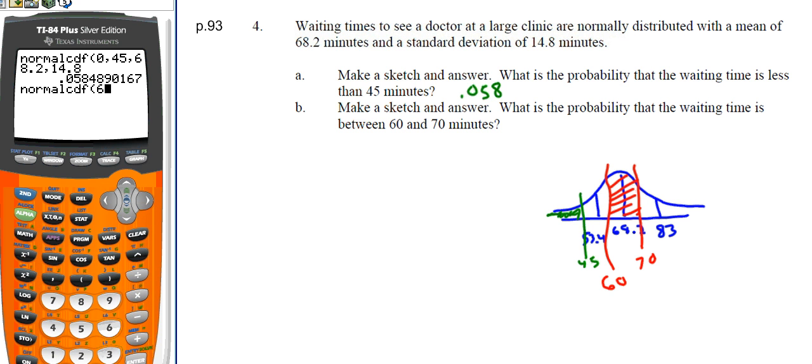My borders now are 60 and 70 minutes. And it's the same mean, 68.2, same standard deviation, 14.8. And it tells me that that probability is about 0.2, I'll just call it 0.26, about 26% probability.